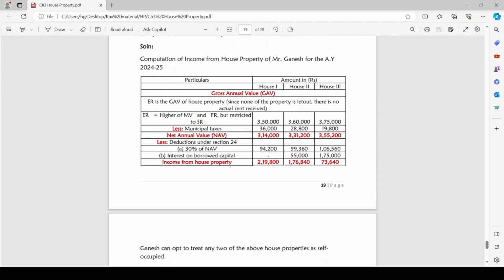The income from house properties will stand for house property 1 as rupees 2,19,800, for house property 2 1,76,840, and for house property 3 it is 73,640. After computation of GAV, after deduction of municipal taxes, we will arrive at net annual value, and after providing for deductions under section 24A and 24B, we arrive at income from house property for each of the house property. Here we are assuming each of the properties let out. That is why we are not taking GAV as nil.